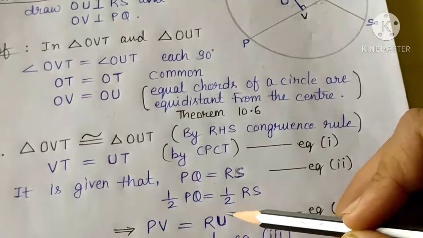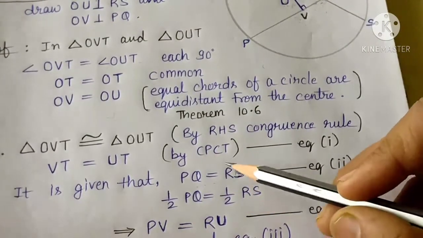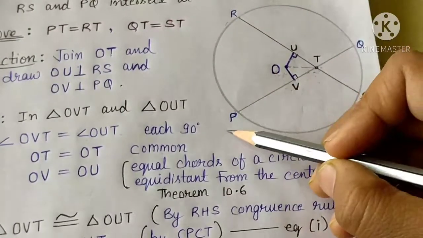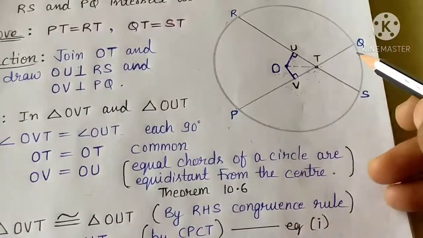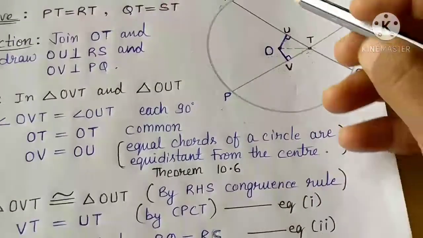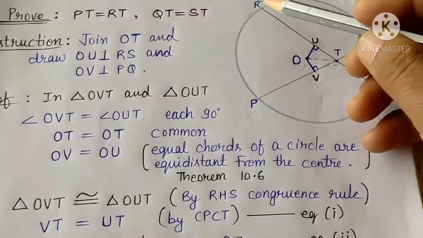So half of PQ equals half of RS. Now what is half of PQ? Half of PQ, what are we taking? PV. And half of RS, what are we taking?